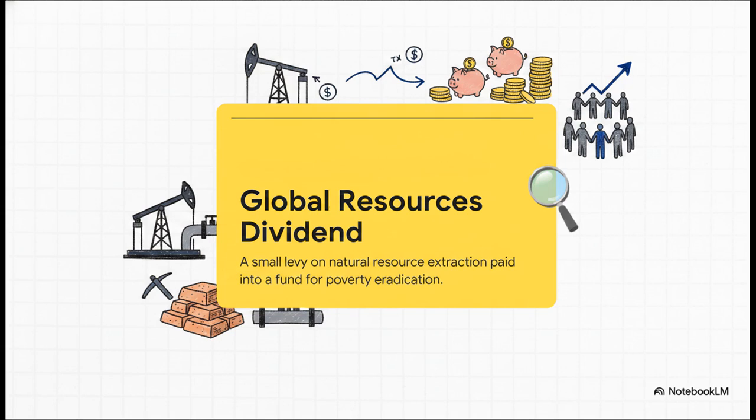To actually operationalize this idea, Pogge argues that a government's control over resource-rich territory is essentially just a geographic lottery. So to level the playing field, we should apply a tiny tax on every single barrel of oil pumped or every ton of copper mined worldwide. This proposed mechanism has a specific name: the Global Resources Dividend. It's a fund designed to directly correct that arbitrary resource inequality.